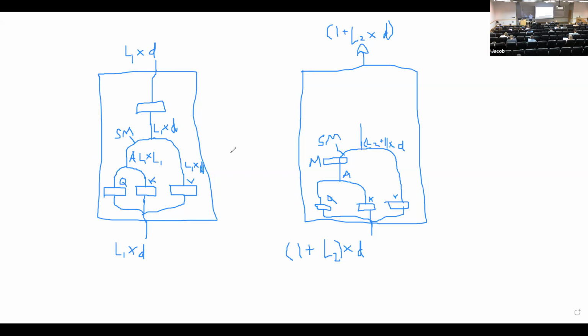Yeah, what do you think? 1 by L2 by D? Oh, 1 plus L2 by D? Yeah. And what would L2 be at the beginning of inference? It would be 0 because we don't know what's coming in. And so what would that 1 correspond to? The start token. Exactly. So first step at inference, we pass the start token in, get a prediction.